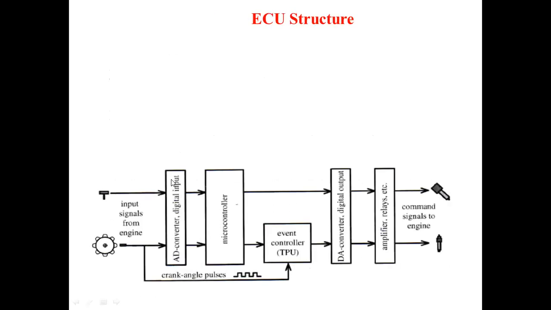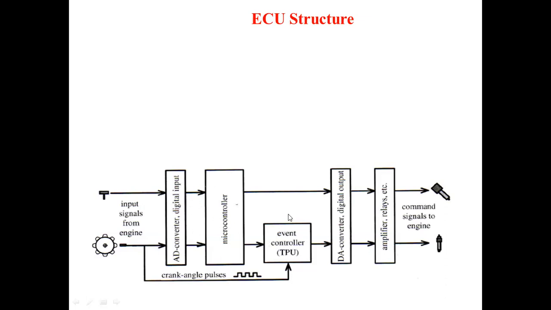Now if you see the ECU structure here, in this ECU you are getting the engine input signal from the engine with the help of this crankshaft sensor. That crankshaft signal is coming in analog form, but this analog form will not be readable by the microprocessor. So we need to convert this analog into digital. There is an analog-to-digital converter, ADC. This digital signal will be sensed by the ECU, that is, the microprocessor, microcontroller will read that digital form.